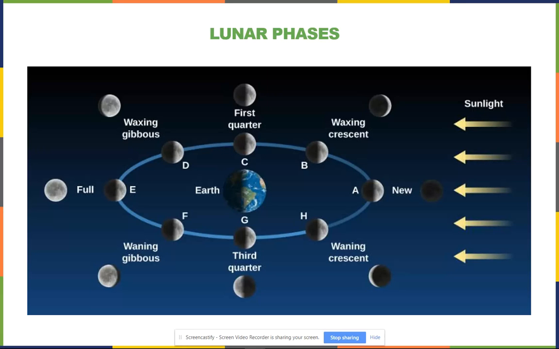Let's talk about the lunar phases. A month is one lunar cycle going from new moon to new moon. What is a new moon? It's when the moon is completely dark.